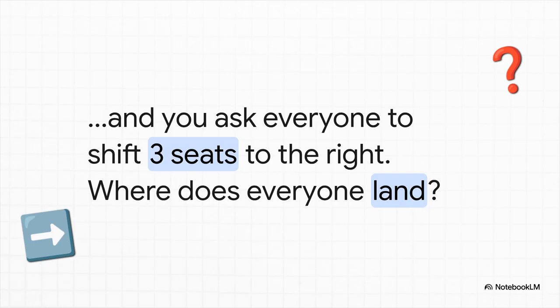Well, person 1 moves to where person 4 was sitting. Person 2 shuffles over to person 5's spot. You get the idea. But wait a minute, what about folks 5, 6, and 7? Since it's a circle, they can't just fall off the end, right? They have to wrap around and take those empty seats at the beginning. And that little wraparound idea, that is the absolute key to this whole problem.